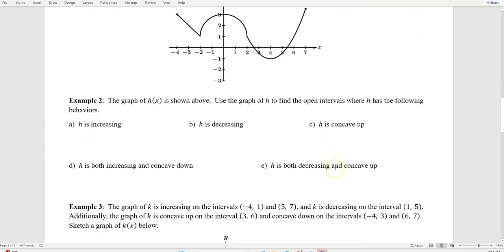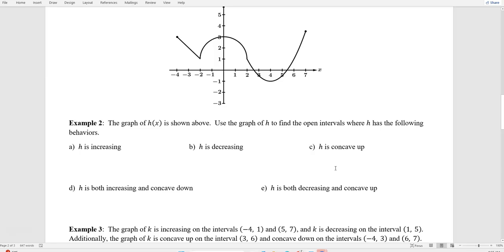Example 2 here is asking you to tell where H is increasing, decreasing, concave up, concave down. Whenever you're talking about concavity, you're going on looks. Does it look like it's curved there? Let me remind you a few things about your notation, and how to report where the function is doing these different things. The biggest thing is knowing how to give a domain where that is happening.